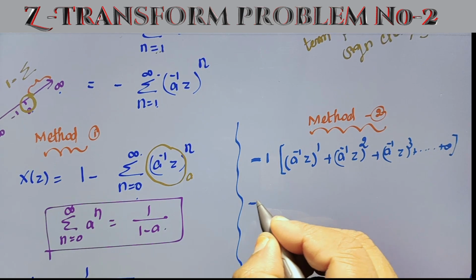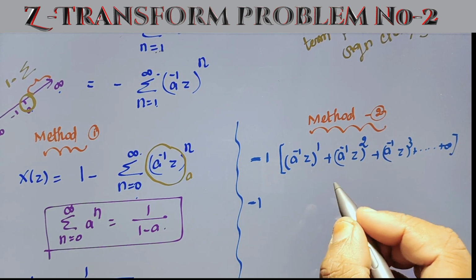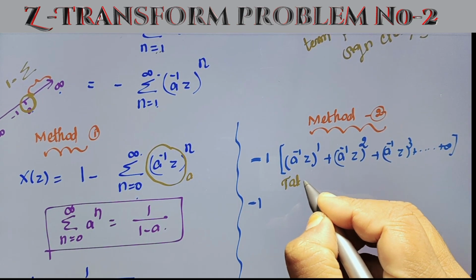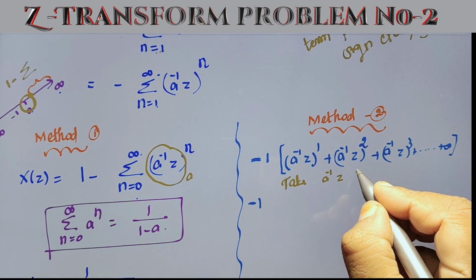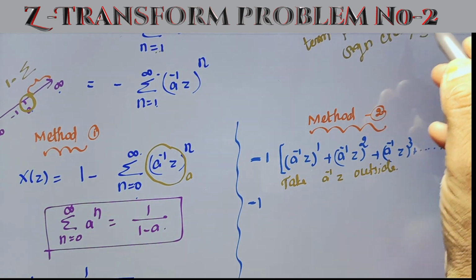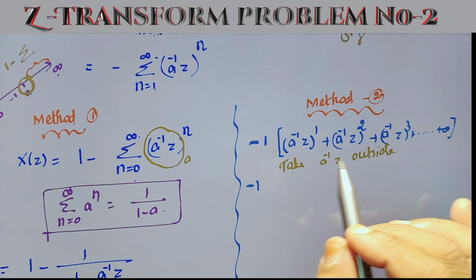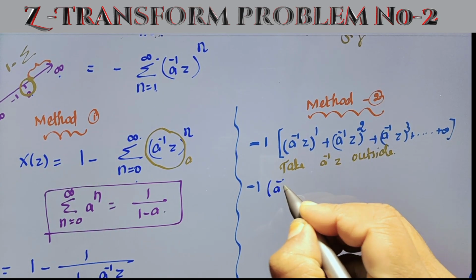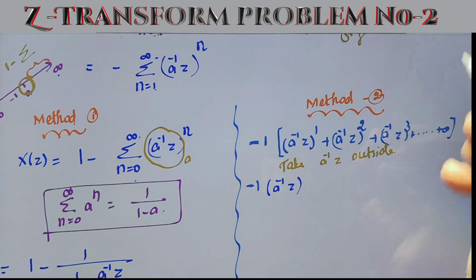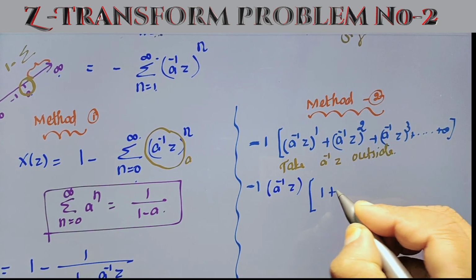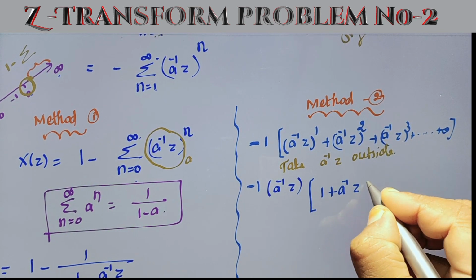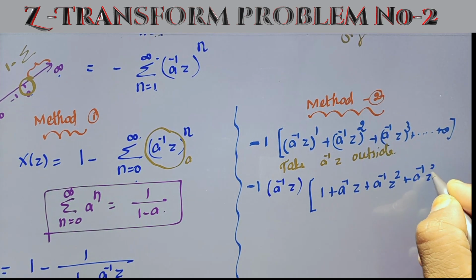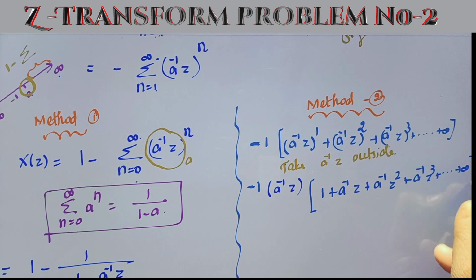For the next step, minus 1 already having. Okay, next step you have to write the statement, take a inverse z outside. Okay, because each and every term has a inverse z, no. So, the common term take it as outside. So, a inverse z, the remaining term 1 plus a inverse z plus a inverse z square plus a inverse z cube. Likewise, you're going on, right, up to infinity.